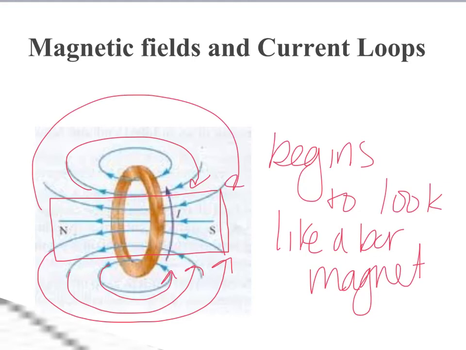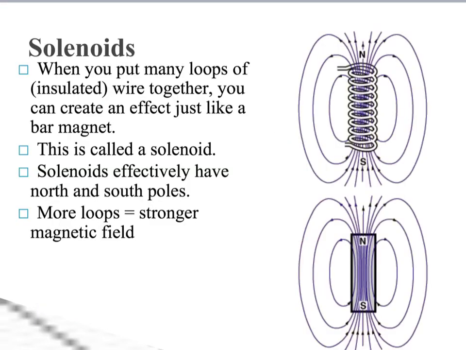So instead of just one loop, maybe we take many loops, and we get something called a solenoid. When you put many loops of insulated wire together, and it does need to be insulated, you can create an effect just like a bar magnet. This is what we call a solenoid. You can see the magnetic fields here look almost the same for them both. So solenoids, effectively, in practice, have north and south poles. And if we keep adding loops, the more loops we have, the stronger the magnetic field that we get.